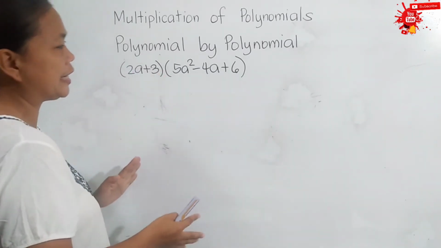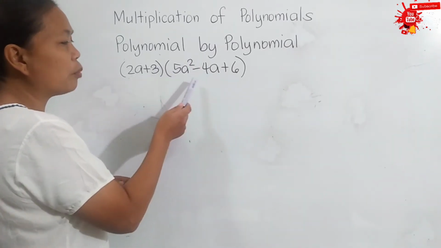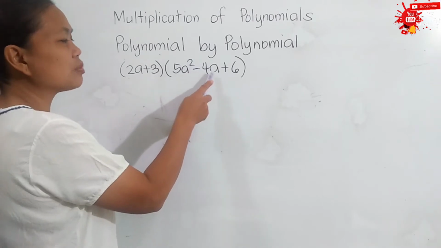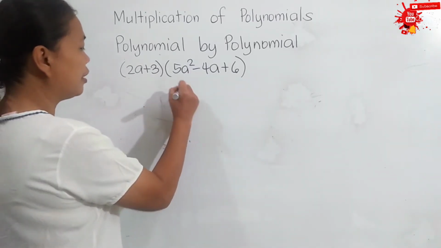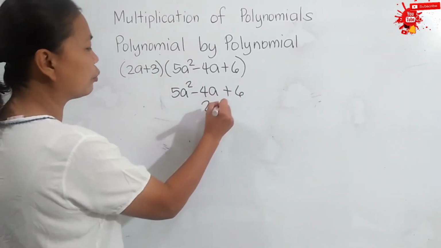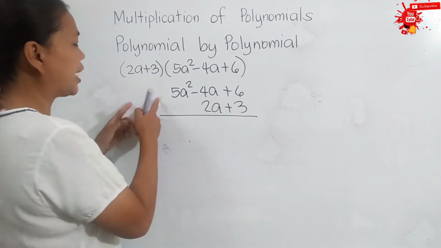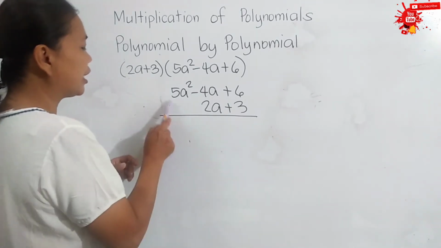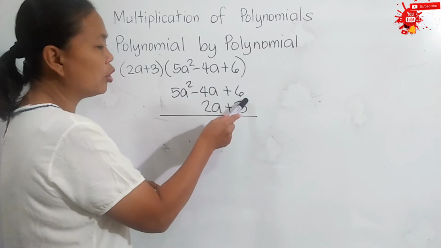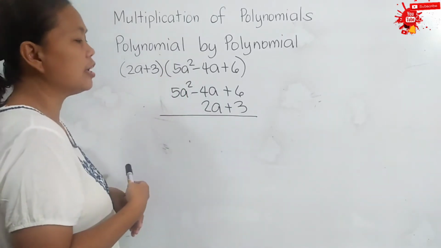So we write it vertically. And see to it that when we write it vertically, we write first the polynomial with the more number of terms. So we have here 5a squared minus 4a plus 6. Then multiplied by 2a plus 3. Okay, so no need to put the multiplication sign here because it may be mistaken that the x here will be the variable. Okay, so again, we will multiply positive 3 to each term of the polynomial on the upper part of the given factor.